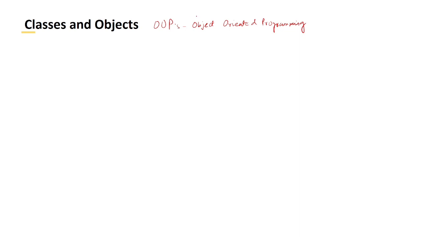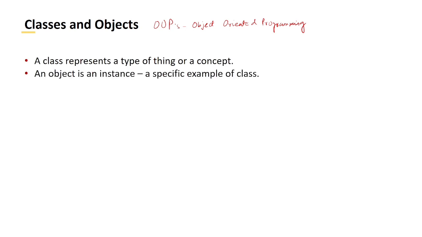So object-oriented programming language specifies, in very easy terms you can understand, that we write a code and that code is modular and it has components with respect to objects, meaning we make objects to perform different functionalities. Let me dive more deep into this particular concept. So a class represents a type of thing or a concept. An object is an instance, a specific example of a class.